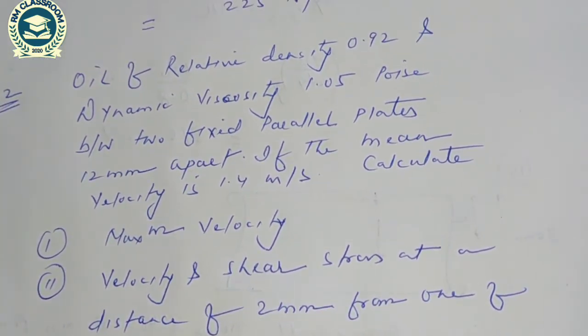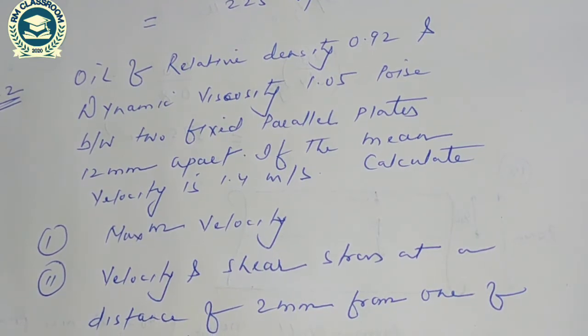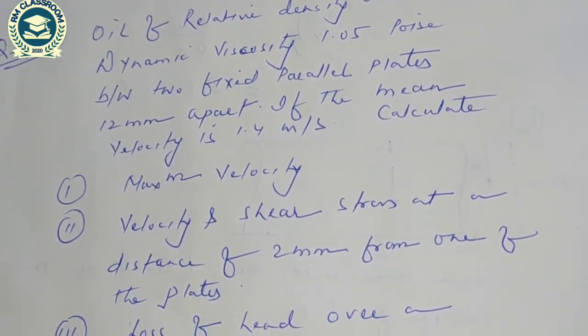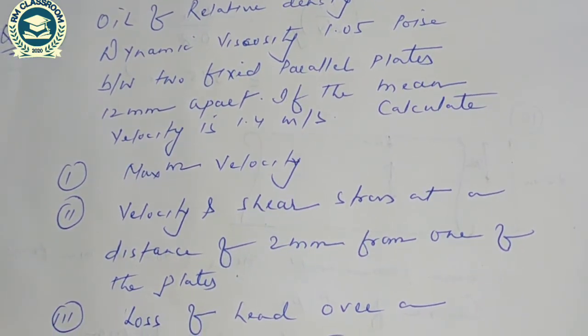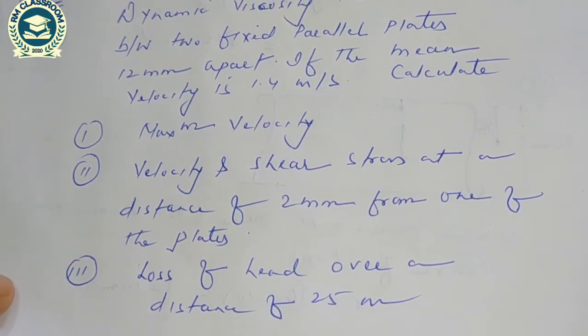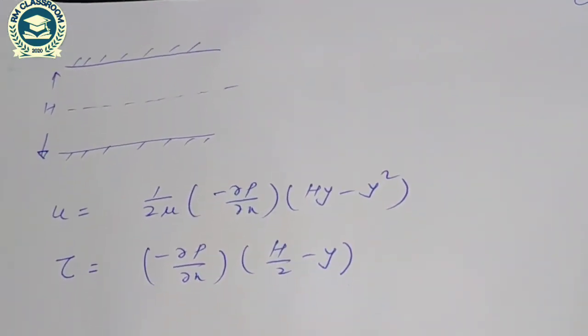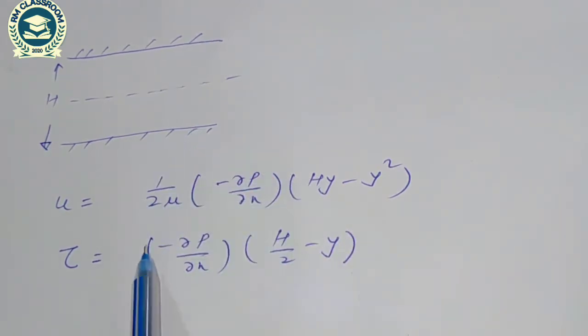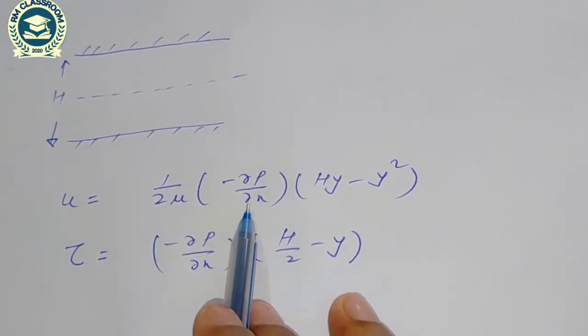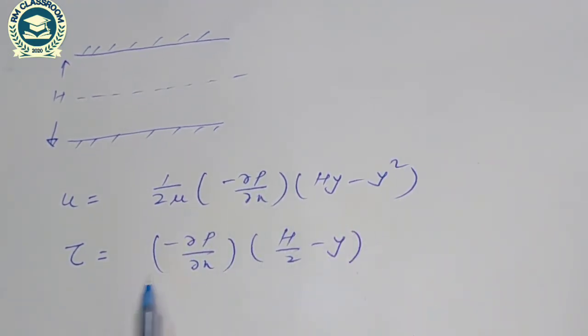Oil of relative density 0.92 and dynamic viscosity 1.05 poise between two fixed parallel plates 12 mm apart. If the mean velocity is 1.4 meter per second, calculate first part maximum velocity, second part velocity and shear stress at a distance of 2 mm from one of the plates, and loss of head over a distance of 25 meter. So this is the two fixed parallel plates which is h distance apart. So the local velocity is 1 by 2 mu minus del P by del X into (hy minus y square), and the shear stress is minus del P by del X into (h by 2 minus y).